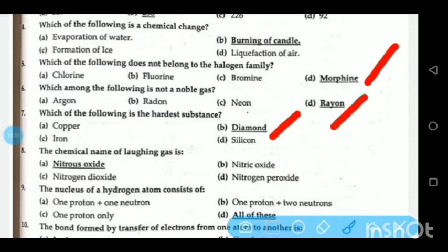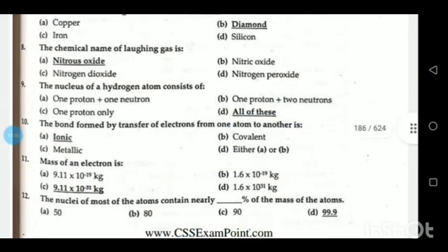Diamond. The chemical name of laughing gas is nitrous oxide. The nucleus of a hydrogen atom consists of all of these: 1 proton plus 1 neutron, 1 proton plus 2 neutrons, 1 proton only, all of these.